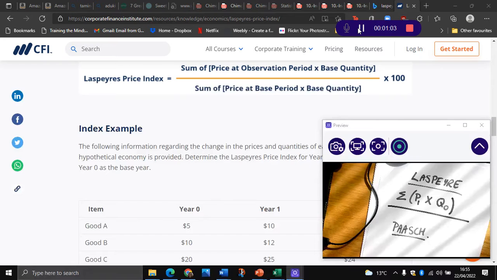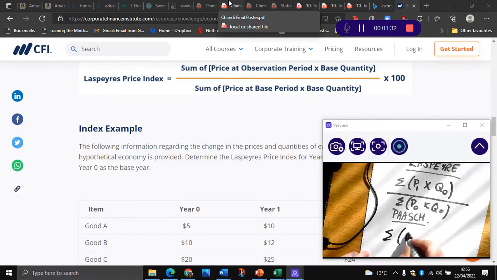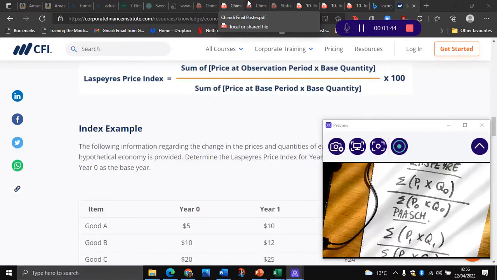Okay, and that's divided by the sum of the price at the base year multiplied by the quantity of the base year. Paasche is slightly different. It's a similar formula, but instead of the quantity of the base year above and below, you're going to be using the quantity of your current year above and below. So it's the sum of P1 by Q1 over the sum of P0 by Q1. Okay, we get that straight first.